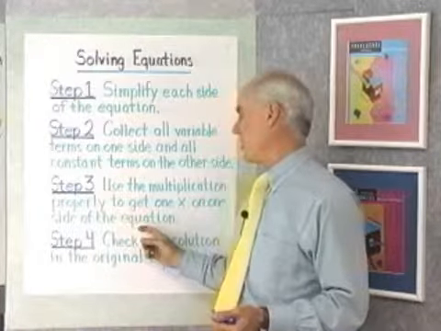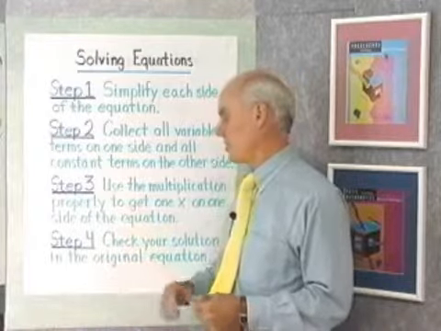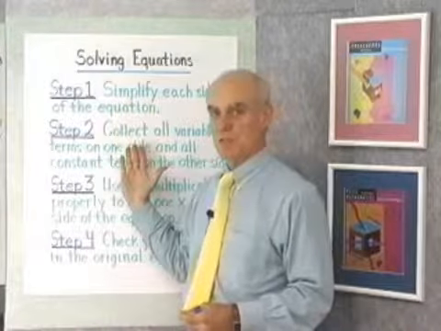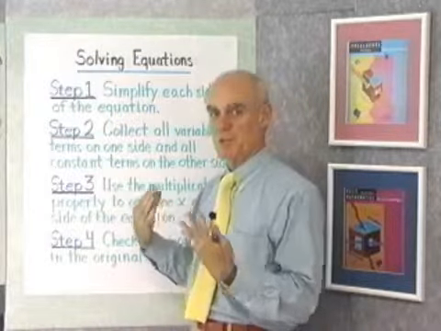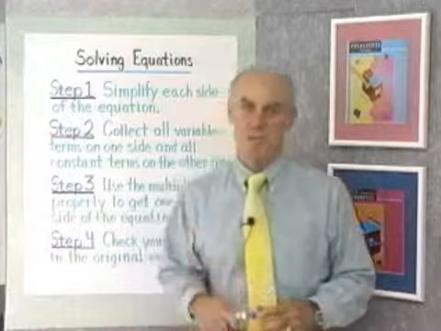Step 3, use the multiplication property to get just one x alone on one side of the equation. Step 4, check your solution in the original equation. So we simplify each side, use the addition property to separate the variable terms to one side, constant terms to the other, then we use the multiplication property. I'll show you what I mean.